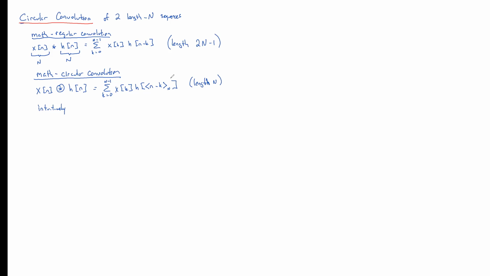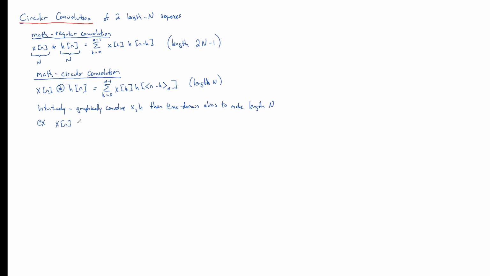But intuitively, what this means is you're going to graphically convolve x and h normally, and then time domain alias. Remember how when you alias things in the frequency domain, higher frequencies alias low? Same thing here, it's going to get time domain aliasing to make length N.